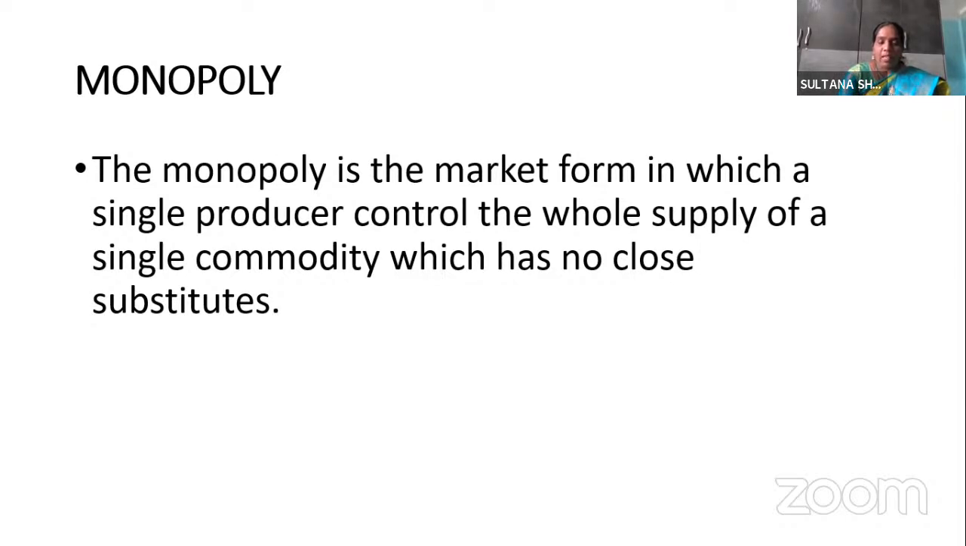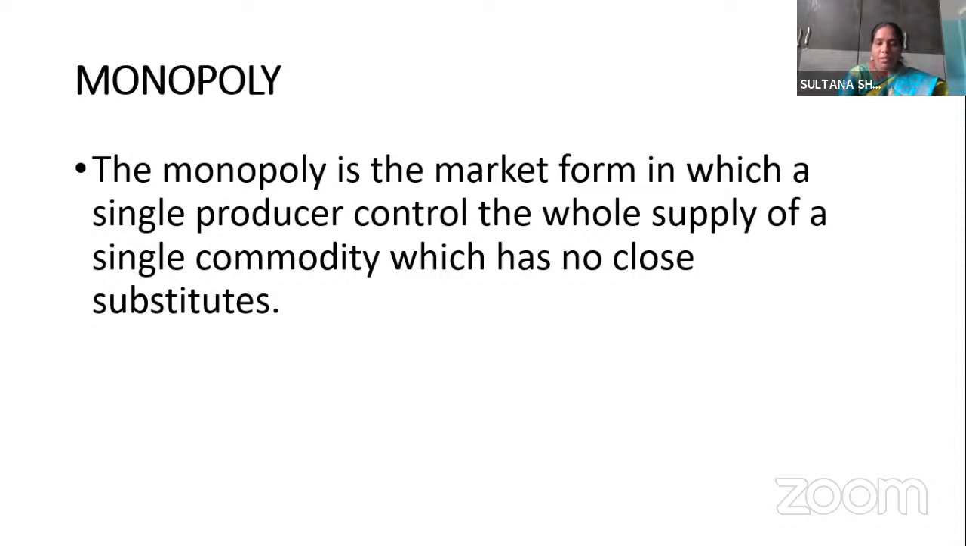Under this monopoly, you have to observe the product has no close substitutes. It means what? The product has no close substitute means that product is available with him only. He is only the seller. No close substitute goods are available in the market.